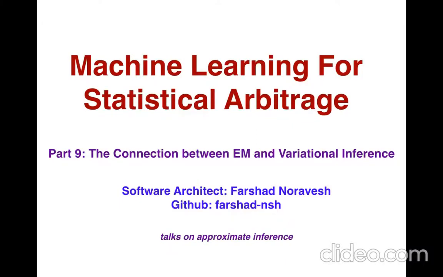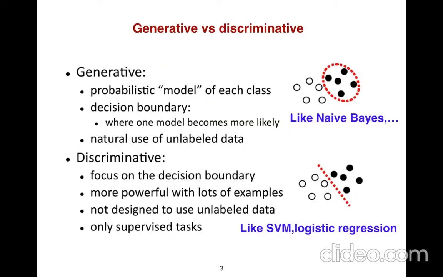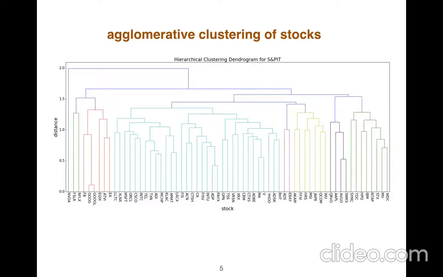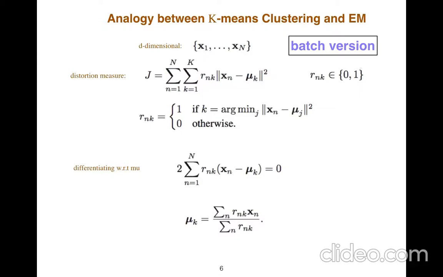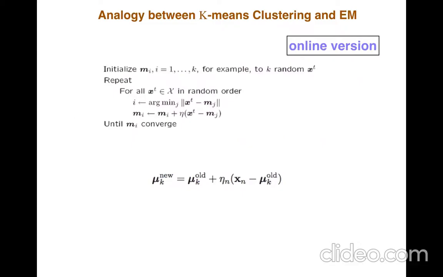So now we are talking about the connection between expectation maximization and variational inference. As you know, there is a difference between generative and discriminative machine learning, and we are focused on clustering. An example could be clustering of stocks using agglomerative clustering, and the connection between k-means, which is a deterministic algorithm, and expectation maximization. And you see, it's just an iterative procedure.